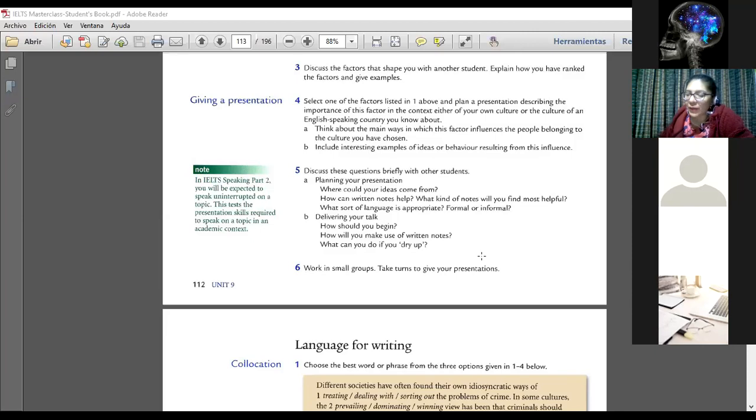Let's talk about handwriting. Do you prefer to use a pen and a pencil, pen and paper, or use your computer to write? What are the advantages and disadvantages?